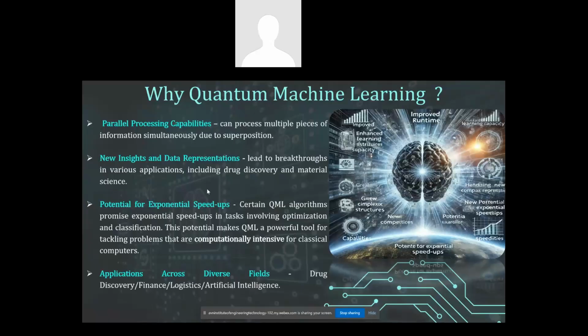And the final thing is the application across diversified fields, right? For example, finance, logistics, drug discovery, and supply chain management. You can imagine all the industries, but right now these are the major industries adapting quantum machine learning, so it can diversify into each and every field of our day-to-day life. These are the different reasons why we require quantum machine learning.